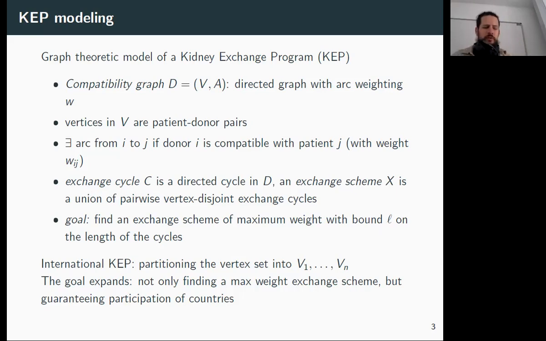for logistical reasons and for many other reasons. We cannot deal with exchange cycles of arbitrary length, so this is bounded by parameter L. This is the standard kidney exchange program. And the way we put this into an international setting is by partitioning the vertex set. The set of patient-donor pairs is partitioned among the countries. So we have n countries, each of them controlling a set of nodes in this compatibility graph, their patient-donor pool. With this setting, we have an additional goal in mind: we have to find a way to ensure the participation of countries. We need to find a way to convince them that this is actually beneficial for all countries.